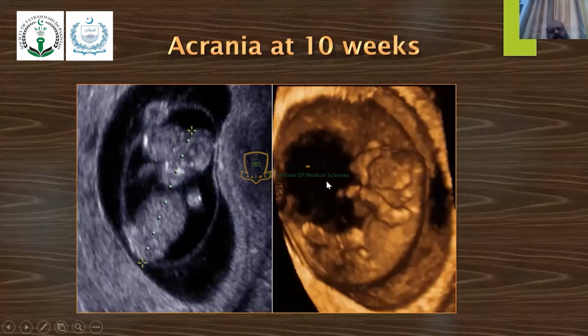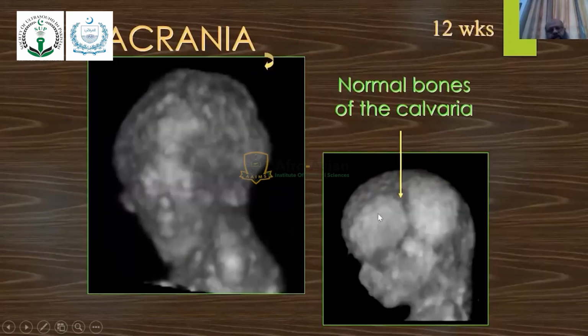Acrania at 10 weeks on 2D and at 3D. The brain matter is there floating in the amniotic fluid. Acrania, no cranium. These are the bones. This is normal skull. So no skull, no suture seen.